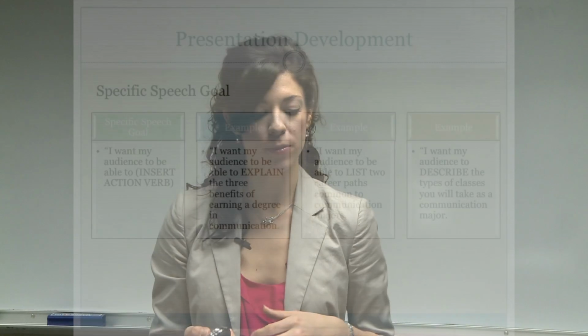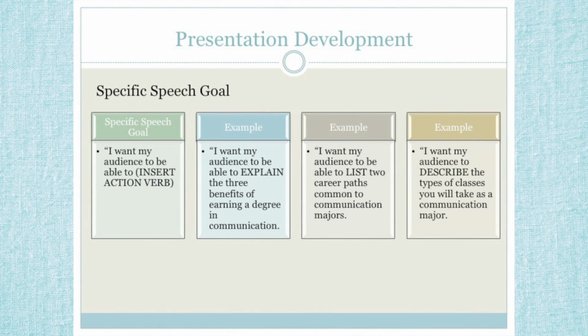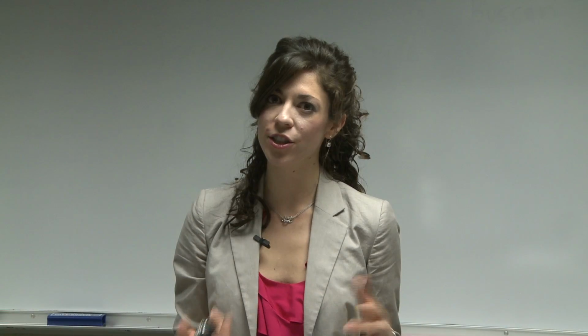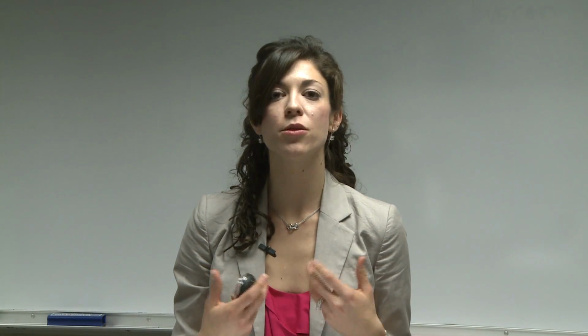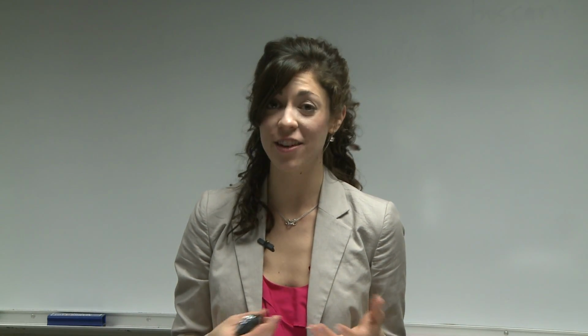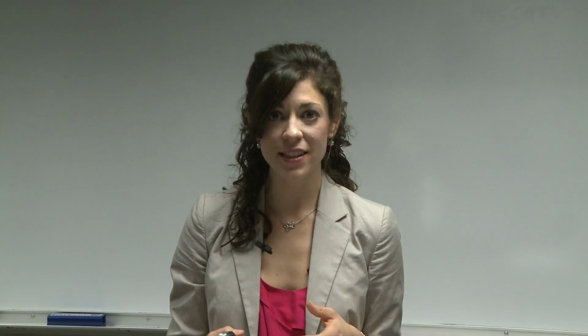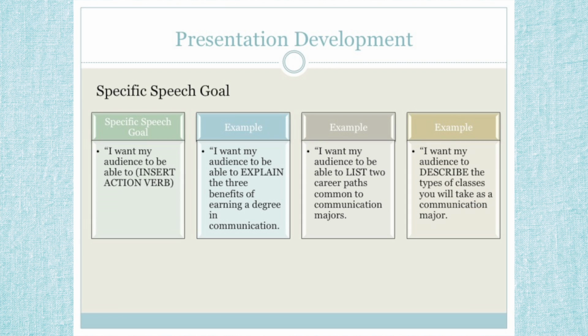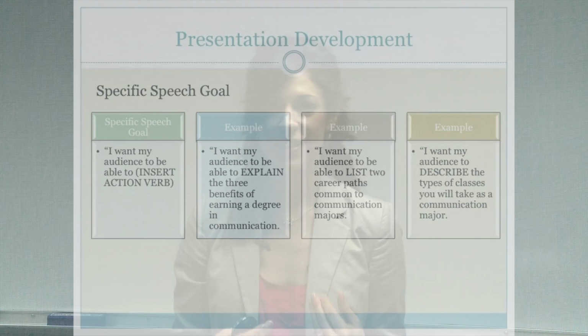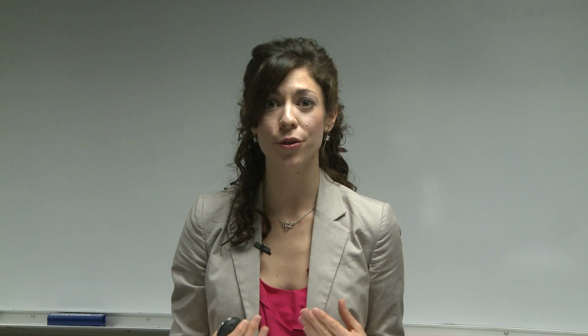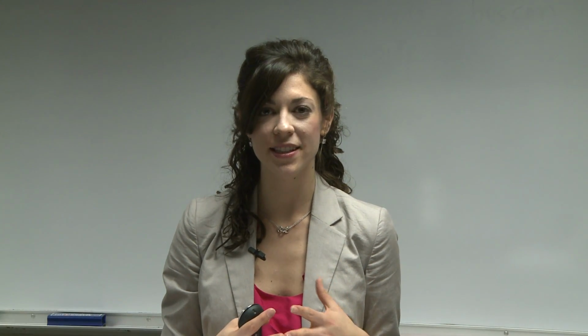So here's a couple of examples. I might say, I want my audience to be able to explain the 3 benefits of earning a degree in communication. Well, what do I want my audience to be able to do? I want them to tell me those. I want them to explain what those benefits are. And if they can, after I've talked, I've been successful. Here's another example. I want my audience to be able to list 3 potential career paths for communication majors. How do I know that I've been successful? If they could say them back to me, if they could list those potential career paths back to me, then I know that I've been successful.